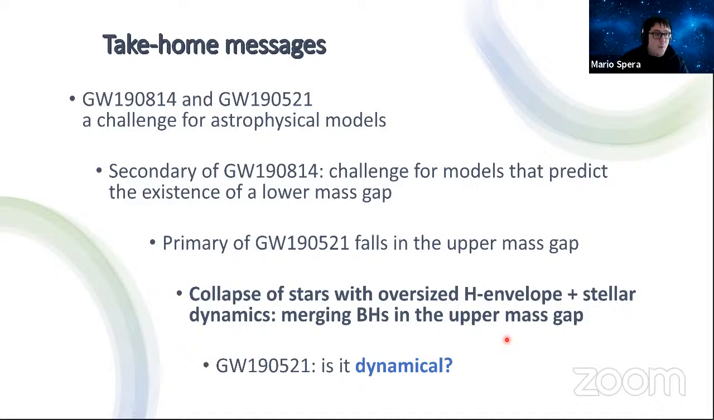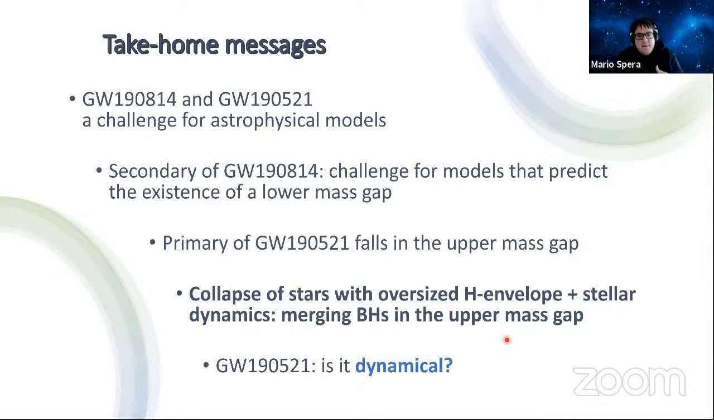I showed you why 190814 and 190521 are special, why they are called special events. And I just wanted to give you a brief overview of the ingredients we are working on to provide an astrophysical interpretation to not just these two special events, but also to other present and forthcoming gravitational wave sources.